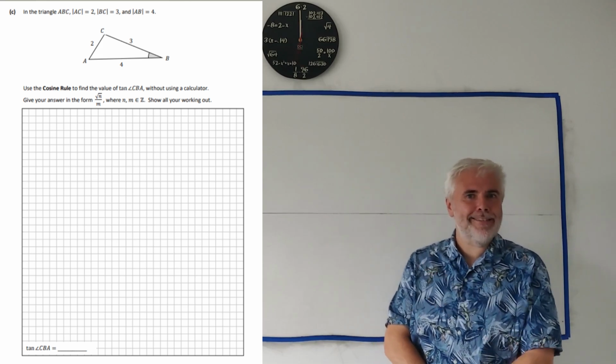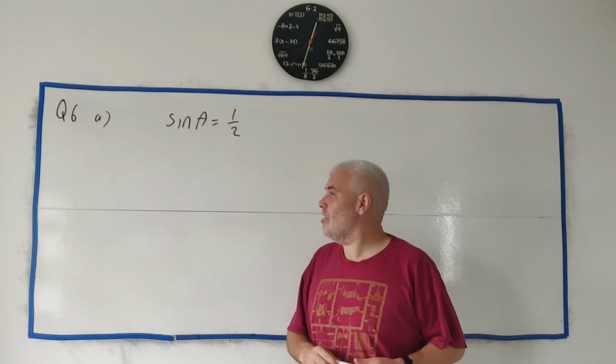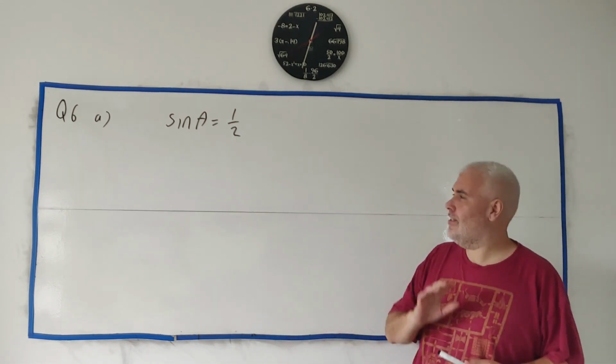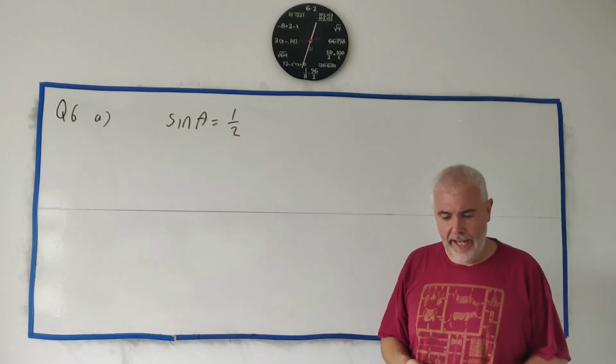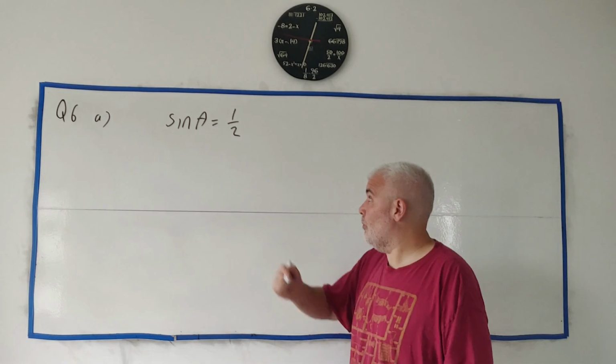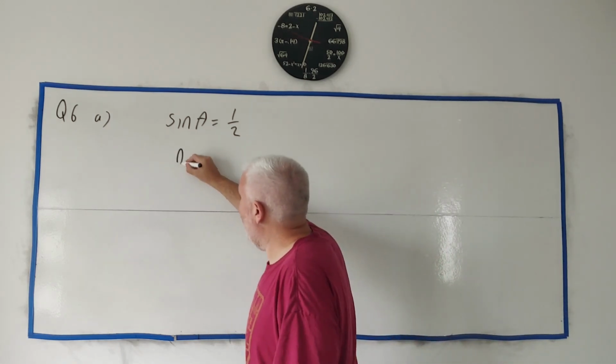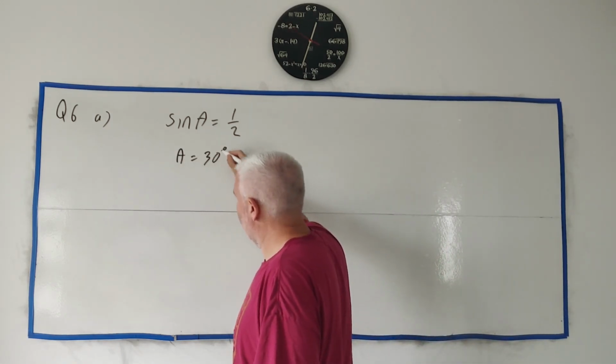Okay, let's get into the maths. I love question A in part 6. It simply is sine A is equal to a half. What is the angle A? Your calculator will do this for you. Put this into your calculator and you will get A is equal to 30 degrees.